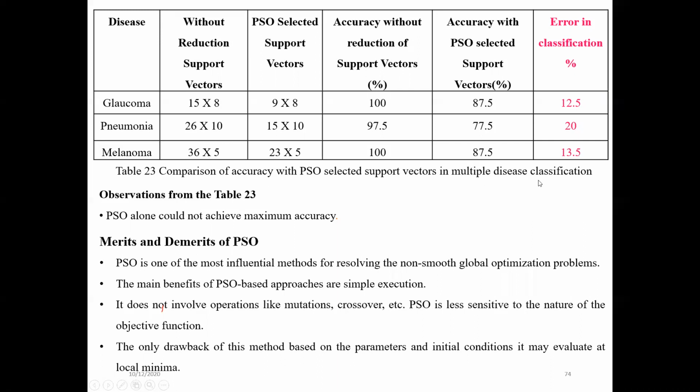So in table 23, what are the observations? PSO alone could not achieve maximum accuracy. You observe that particle swarm optimization alone is giving less accuracy. 100% accuracy is there, 97.5 here, here also 100. Whereas when it comes to the PSO based accuracy, this got reduced. PSO is one of the most influential methods for resolving non-smooth global optimization. The main benefit of the PSO based approach is simple execution. The only drawback of this method is that, based on the parameters and initial conditions, it may converge at a local minimum.